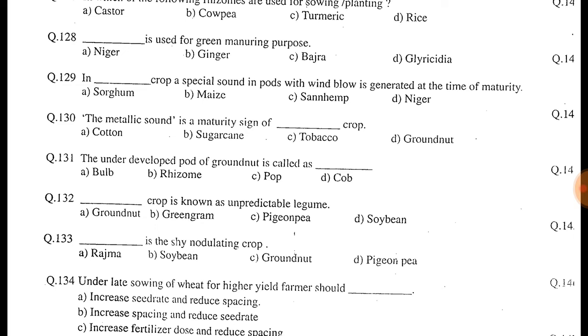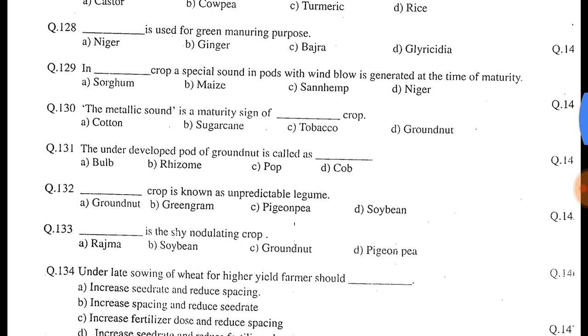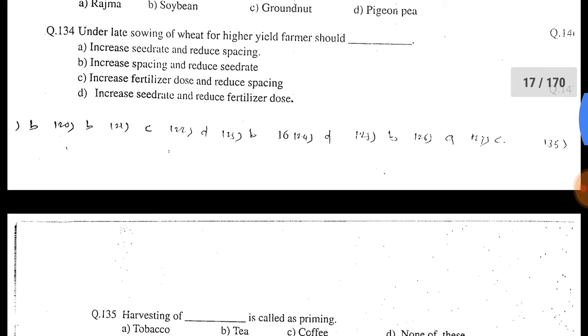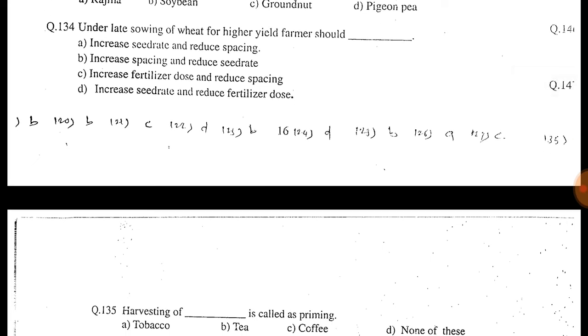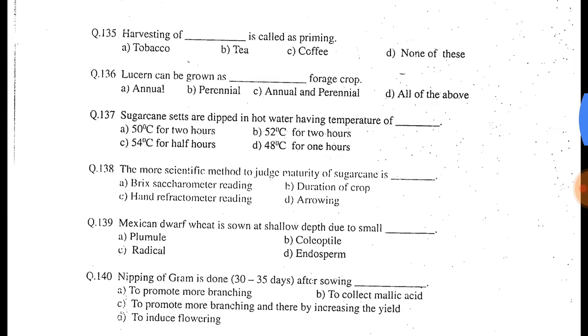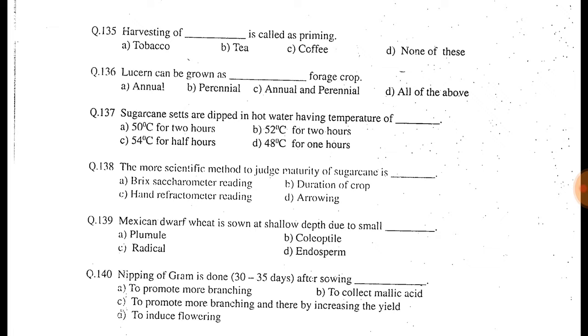132. Groundnut crop is known as unpredictable legume. Question number 133. Rajma is a shy nodulating crop. 134. Under late sowing of wheat for high yield, farmers should increase seed rate and reduce fertilizer dose. 135. Harvesting of tobacco is called priming.